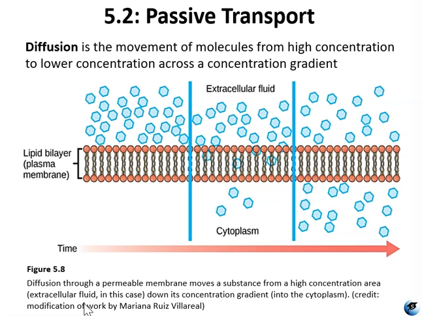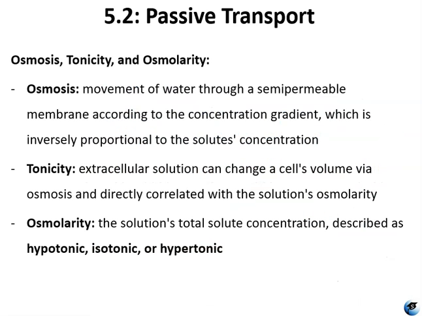So let's just take a step back here to review some key concepts. We'll talk about osmosis, tonicity, and osmolarity. Osmosis is the movement of water through a semipermeable membrane according to the concentration gradient. Right, and a concentration gradient is simply what it's called when a solute is more concentrated in one area than the other. Tonicity is what it's called when an extracellular solution changes a cell's volume via osmosis. And this is directly correlated with the cell's osmolarity. Osmolarity is the concentration of a solution in parts per liter, described as hypotonic, isotonic, or hypertonic.